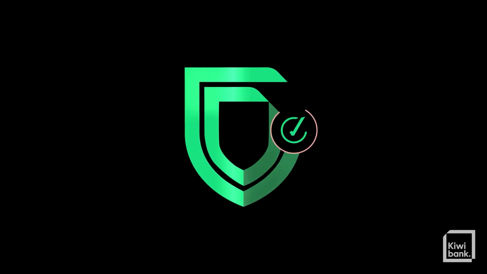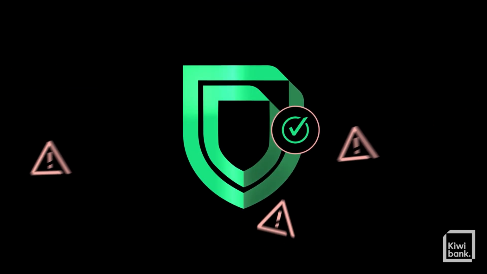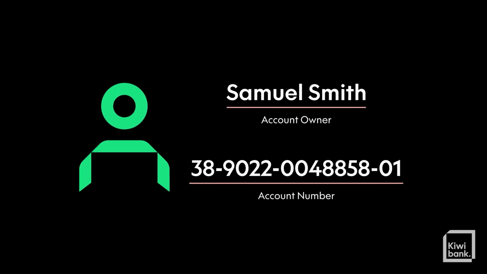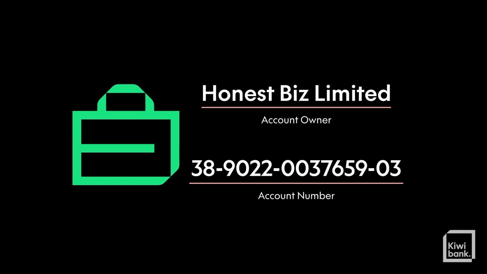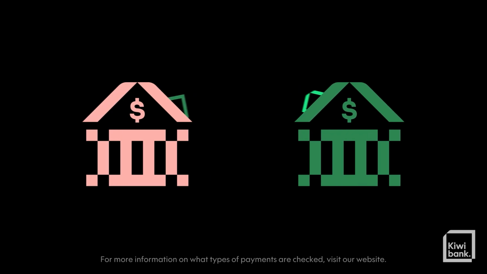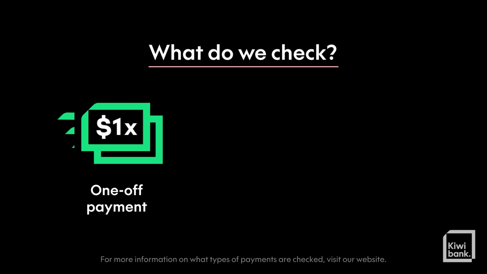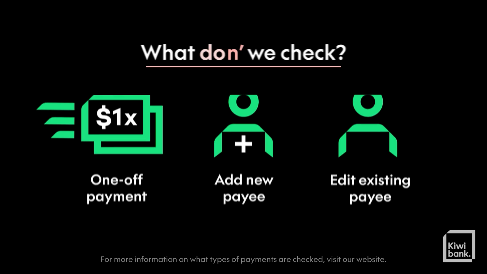Confirmation of Payee is a service that can help you protect yourself against scams and errors when making payments. It checks if the account owner name matches the account number of the person or business you're paying before you make a payment. The service only applies to certain types of payments between New Zealand banks when you're using our mobile app or internet banking to make a one-off payment, save a new payee, or edit an existing payee.